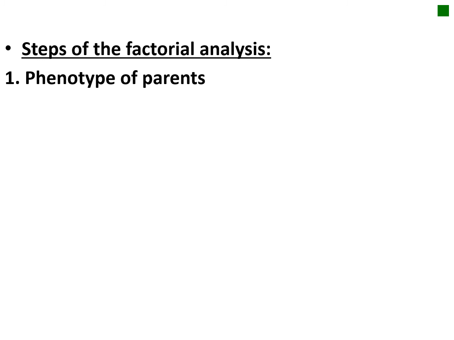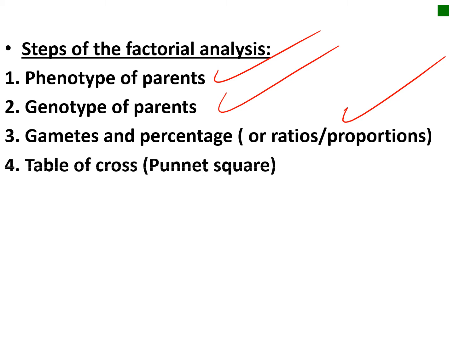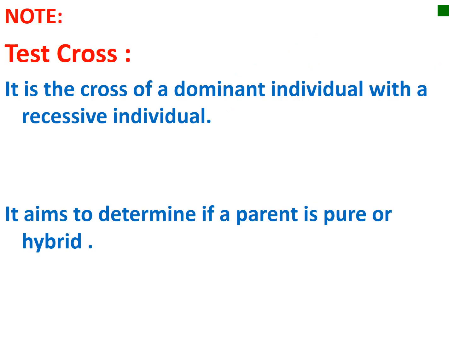Steps of the factorial analysis, you have to work with these. Step 1: phenotype of the parents; step 2: genotype of the parents; step 3: gametes and percentage, or it may be ratios or proportion; then the table of cross, and finally the table of result. Note that the test cross is the cross of a dominant individual with a recessive. The aim is to determine whether the parent is pure or hybrid, meaning homozygous or heterozygous.